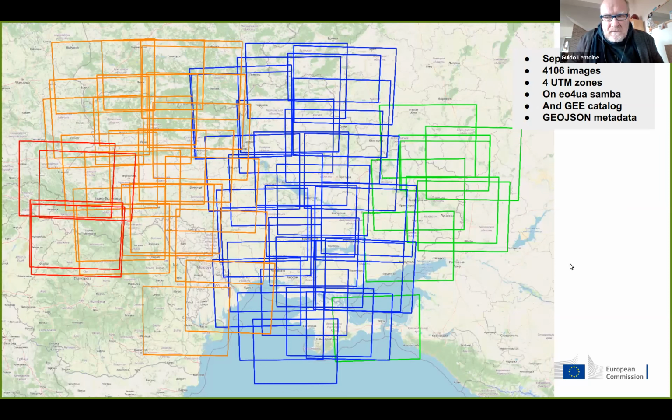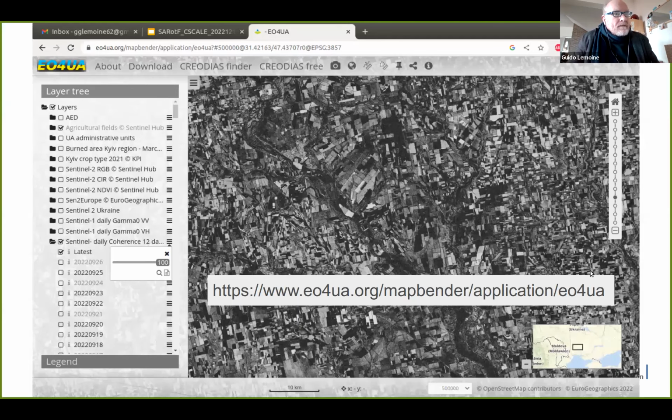We also have a GeoJSON metadata catalog. We have actually looked at STAC, but we found it a bit bloated, if you want. The real key metadata that is specific to this particular coherence data you can capture in a GeoJSON, and that's of course pushed out with the same data.